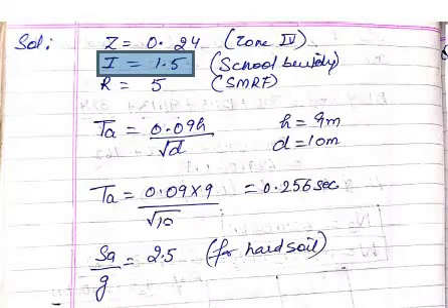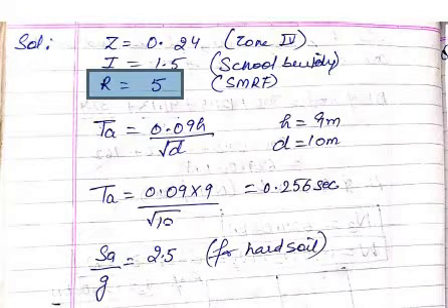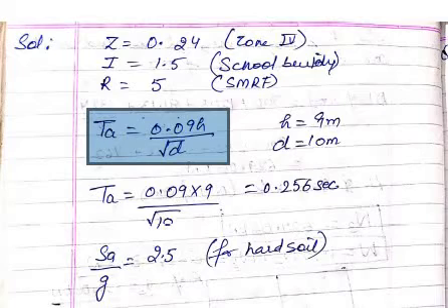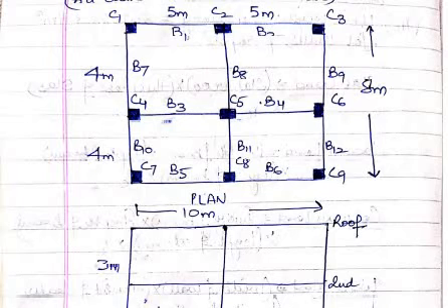1.5. As the building has a special moment resisting frame, the value of R is 5. Now, to calculate the value of Ta, we use this formula, that is 0.09 H by root D. In this numerical, we will use the data of the question that I taught you in the last video only.